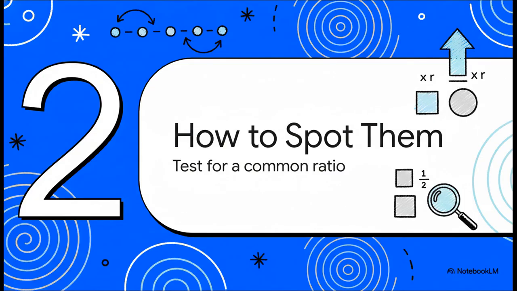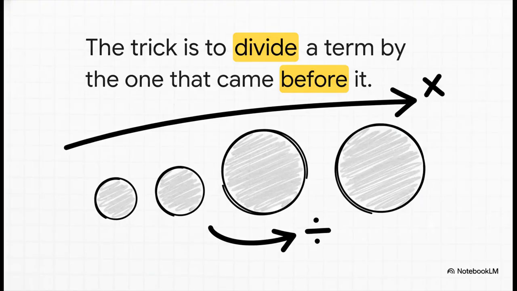All right, so knowing the definition is one thing. But what happens when you're out there in the wild and you find a sequence of numbers? How can you be sure it's geometric? Well, it turns out there's a really simple test. And here's the trick. It's super simple. If you multiply to go forward in the sequence, what do you think you do to go backward? You divide. So to find that common ratio, all you have to do is take any number in the list and divide it by the one that came right before it. If you keep getting the same answer every single time, boom, you've just proven it's a geometric sequence.